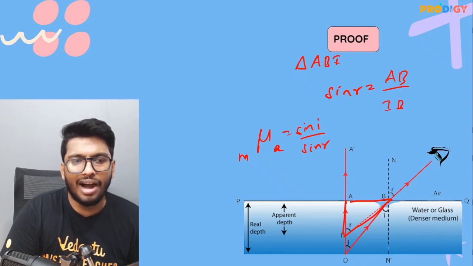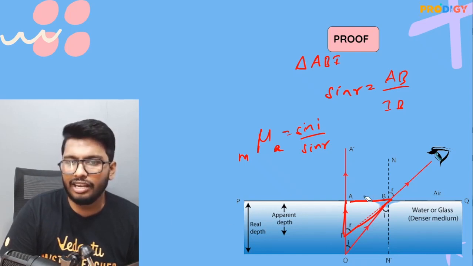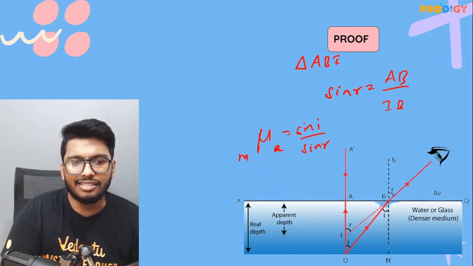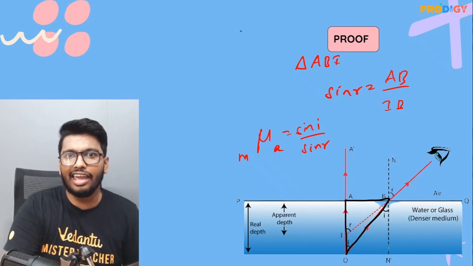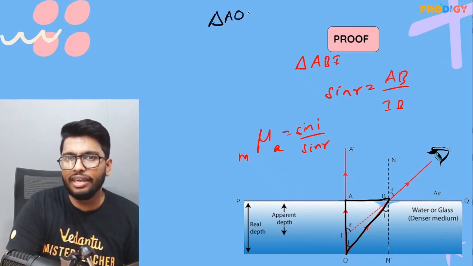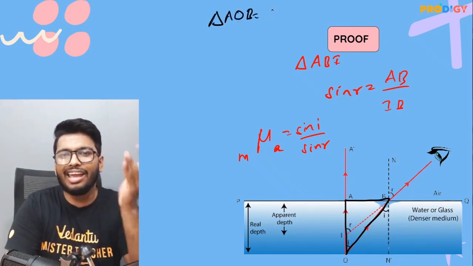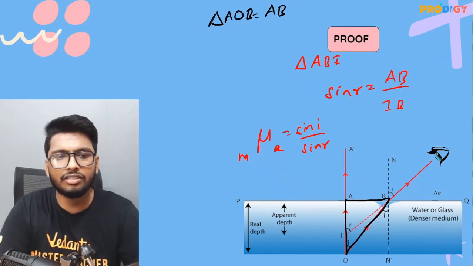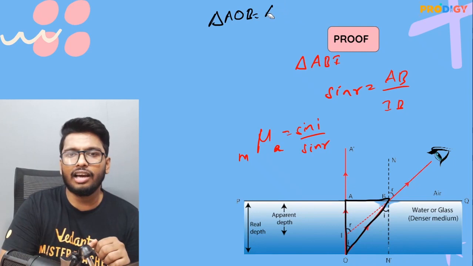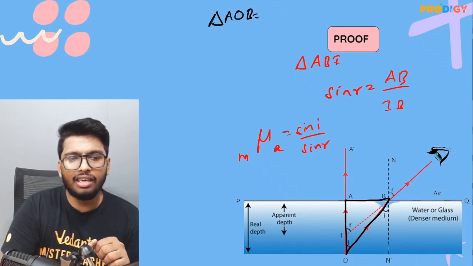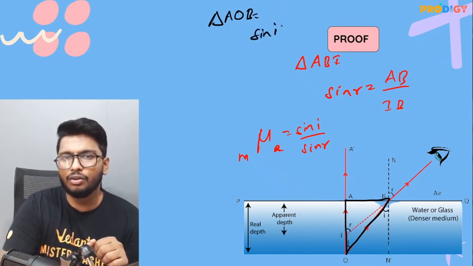So if I just go back to that one more time and take this particular triangle right here, triangle AOB, we know that sin I is nothing but AB divided by OB. Let me just write that also. Sin I is equal to AB whole divided by OB.